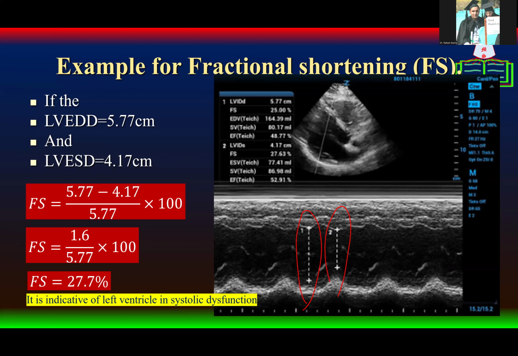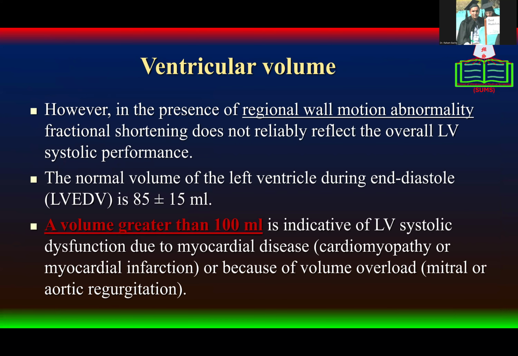So this is smaller than 30, but this is actually marginal. If we get such a marginal value, then it will be equivocal, and we will have to rely on multiple parameters, not a single one. So the other parameters will also be thoroughly evaluated. Ventricular volume, however, in the presence of regional wall motion abnormality, fractional shortening doesn't reliably reflect the overall left ventricular systolic performance.